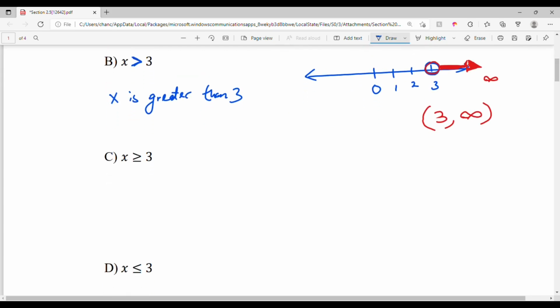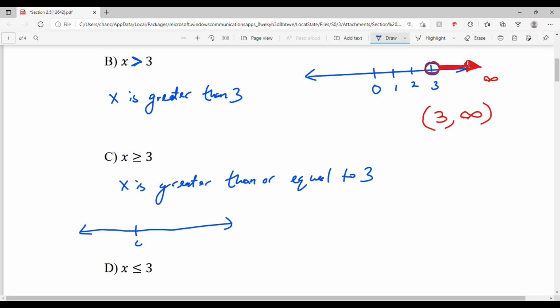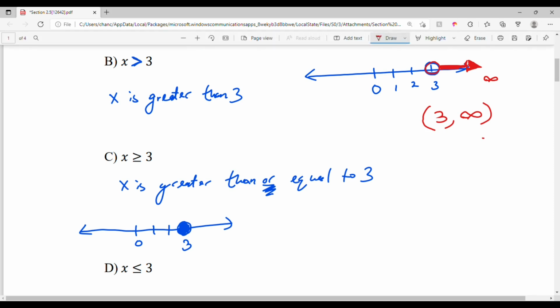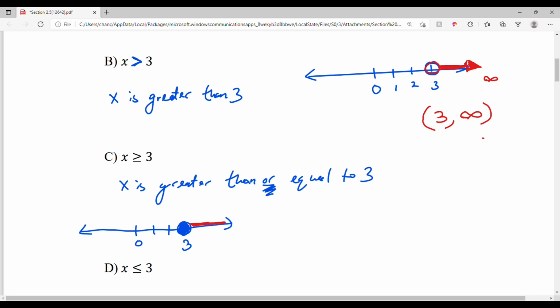Part C, x is greater than or equal to 3. So in this case, we're going to draw the number line again. We'll start with the 0, and then we'll count our way to 3. This has to be a closed circle because 3 is a possible solution. It includes 3. So it's a closed circle in this case, and we're going to shade to the right. These are all the values that are larger than 3.